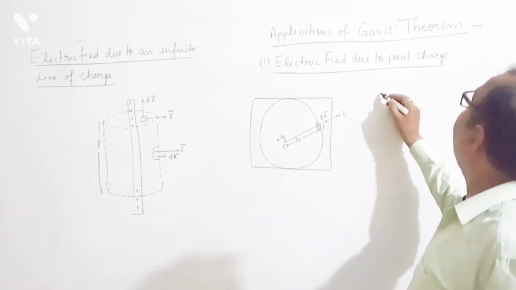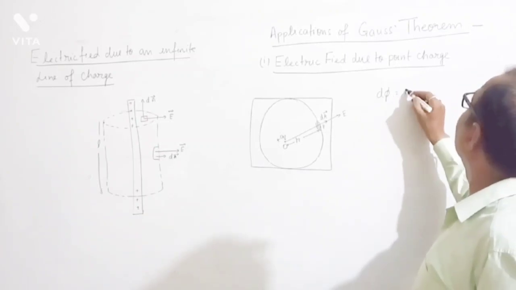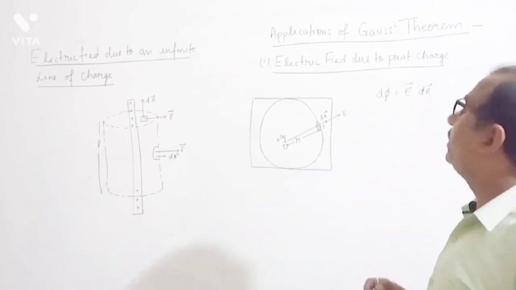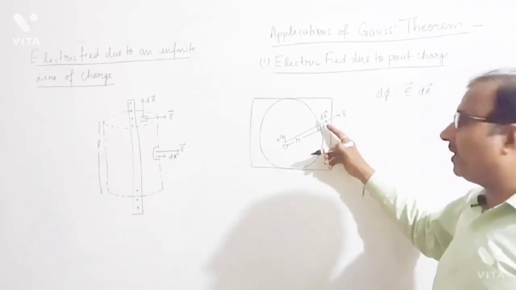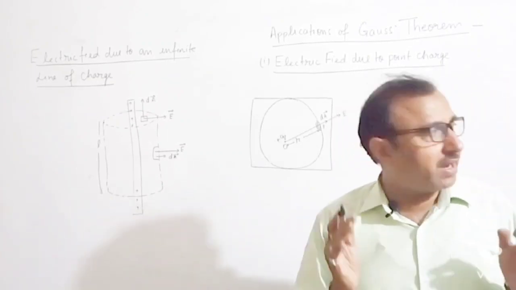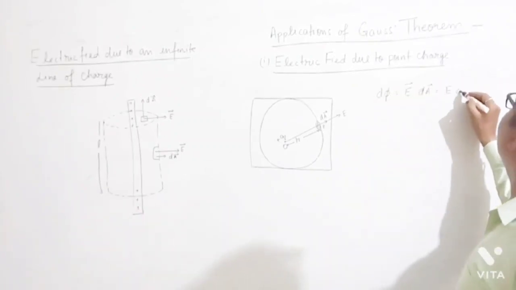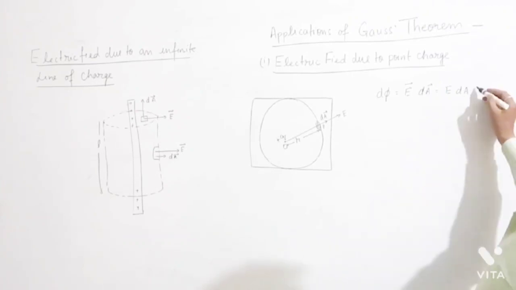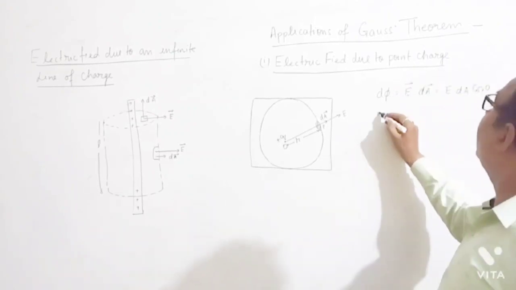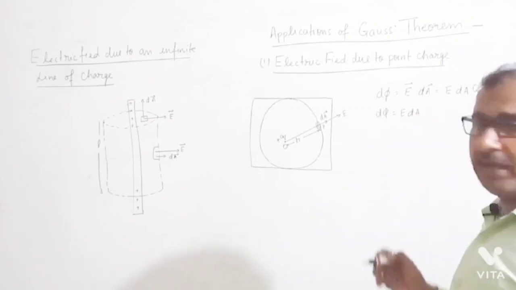If I ask you to find the electric flux, d phi equals E dot dA. As you know, the electric field and area vector are in the same direction, so the angle between them is 0. So it is E dA cos 0. The value of cos 0 is 1. So d phi equals E dA.